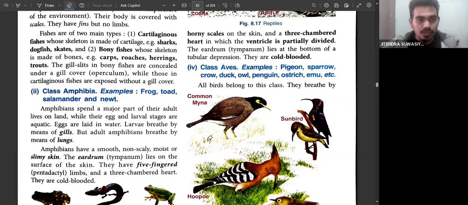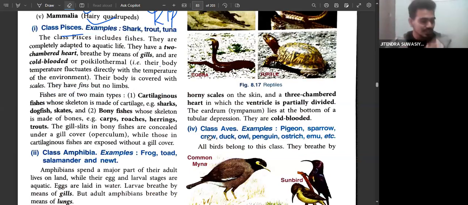So if you have ever consumed fish, I think everybody has seen fishes. Fishes have scales. Like if there is a fish, it has shiny scales present on its body. So their body is covered with scales, and they have fins, but no limbs. There are no limbs present.